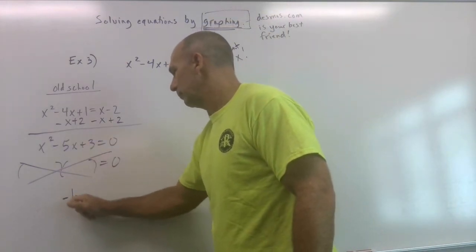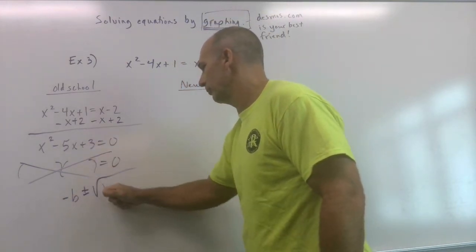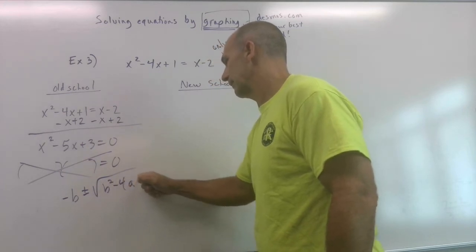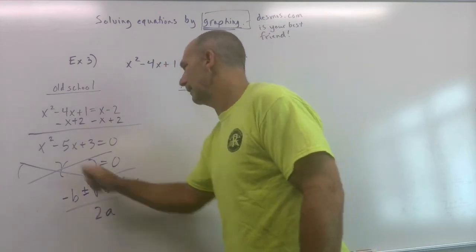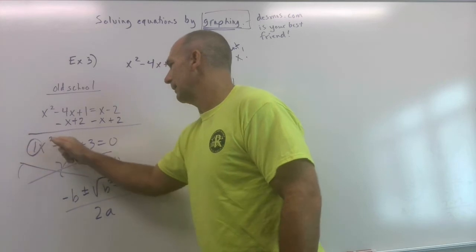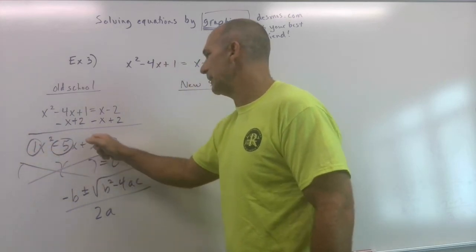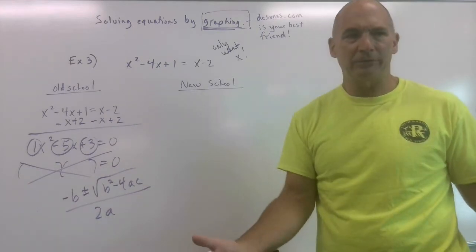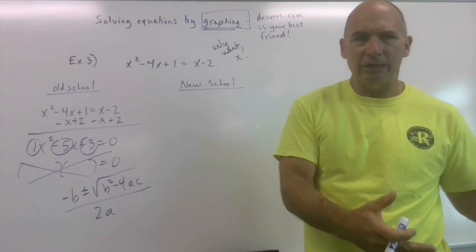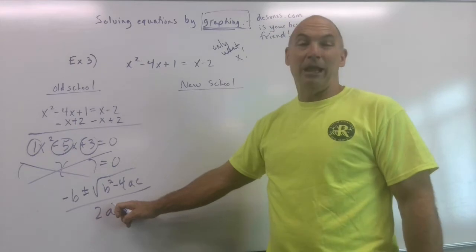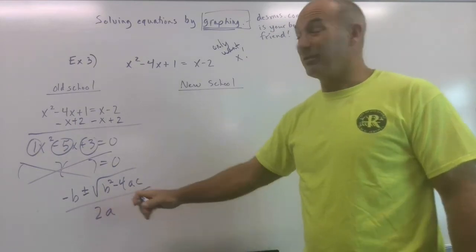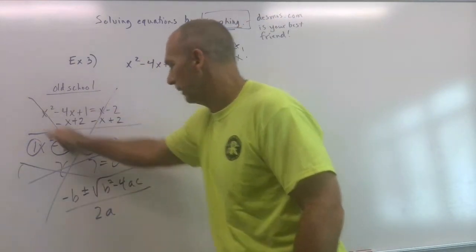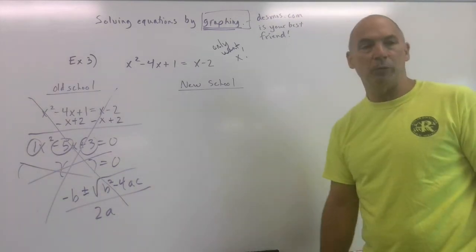So I got to go negative b plus or minus the square root of b squared minus 4ac all over 2a. 1 is my a, negative 5 is my b, 3 is my c. Plug them in, and you're going to find your x's. And you're going to get some crazy answers, because that's what happens a lot of times with the quadratic formula. Now, that's not what the expectations are. I just want you to know there's a different way of doing it.